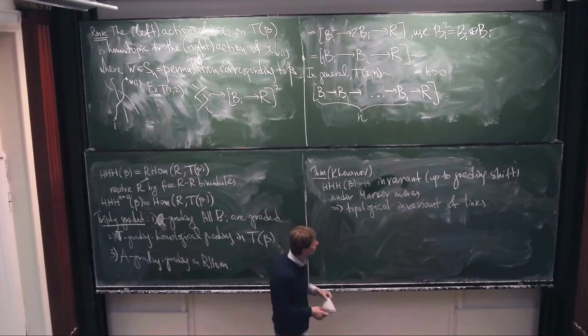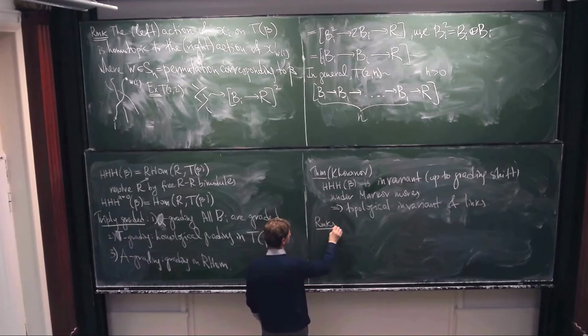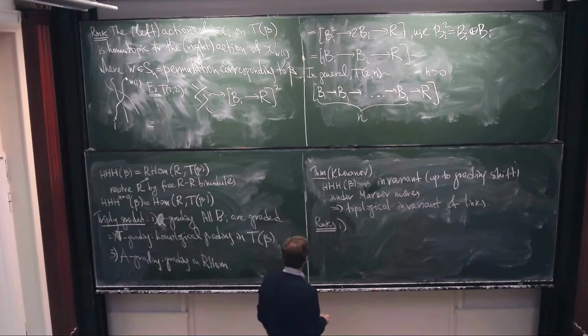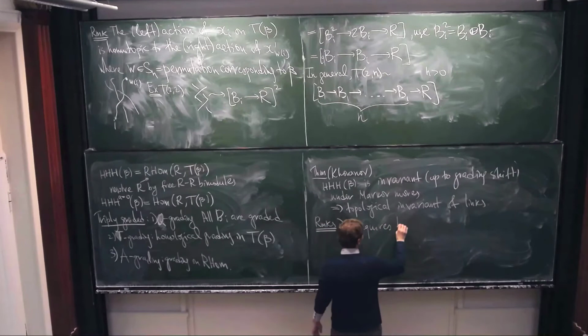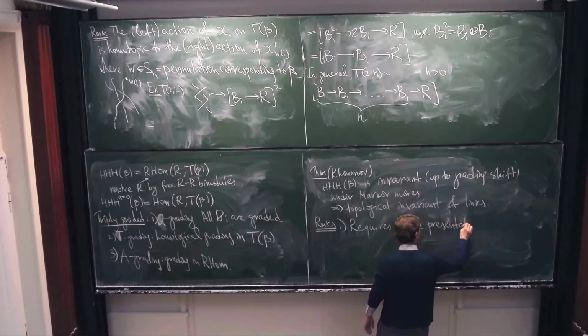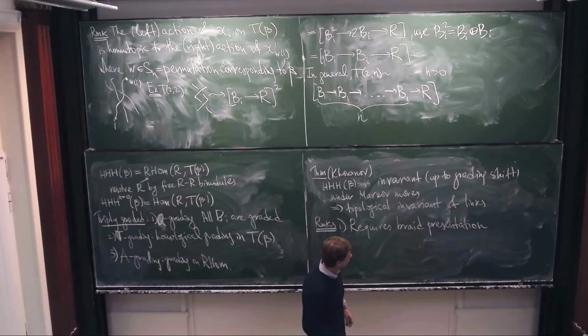And so, again, some remarks. First of all, this requires a braid presentation. There is no definition of HOMFLY homology which does not require a braid presentation. It's a big flaw in this construction. I mean, or whatever, not a flaw. There is no really direct way to define it. There is some problem if you try to define it just by looking at a knot diagram. There is a problem with right maximum.